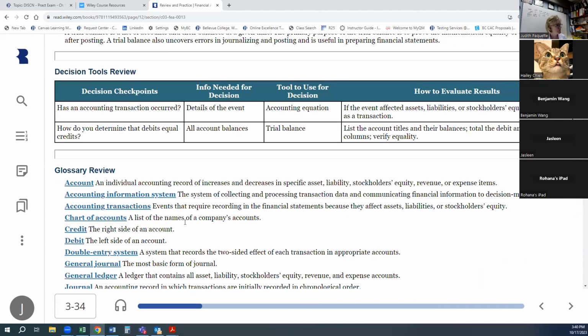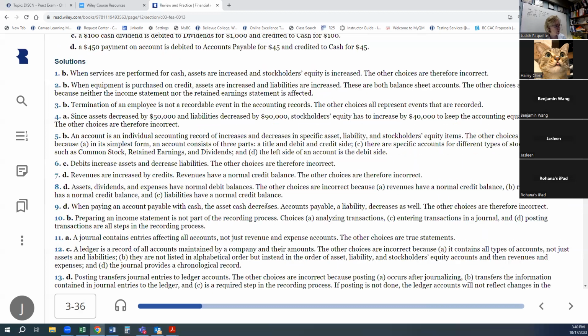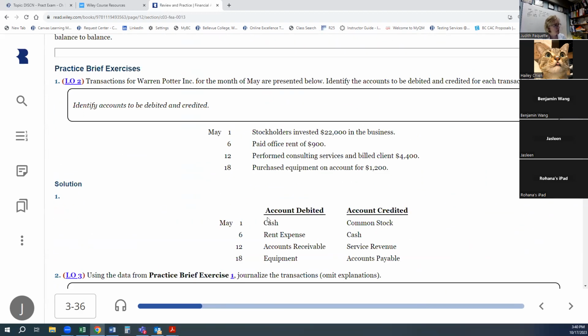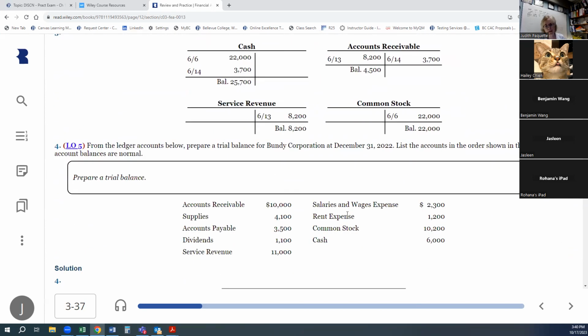Instructions. And then you have multiple choice, and then you get all the answers. And brief exercises and the answers right there. So it's really helpful to do the review.